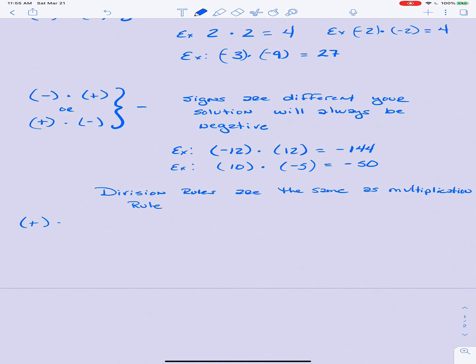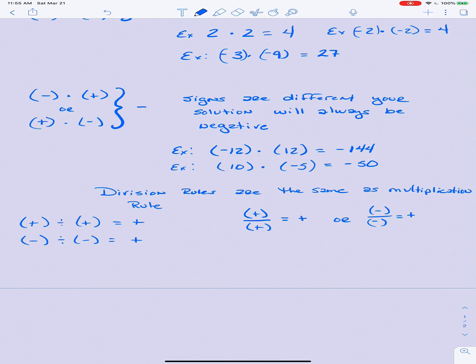Positive divided by a positive is always positive. A negative divided by a negative is always positive. Now, if you remember in class, we've talked about division as being represented as fractions. So this applies to that as well. If I have a positive divided by a positive, I always get positive.